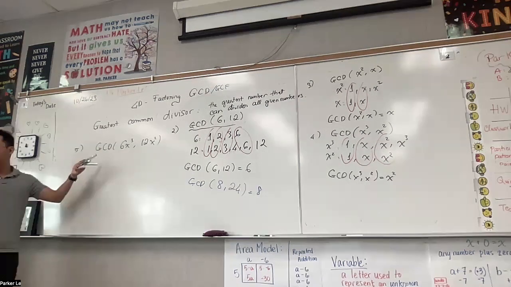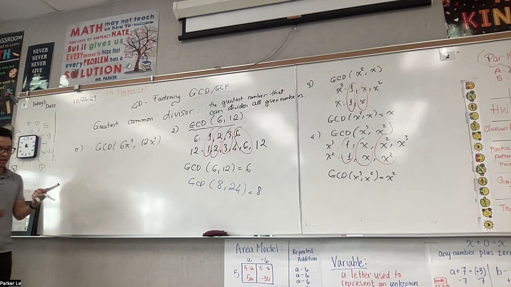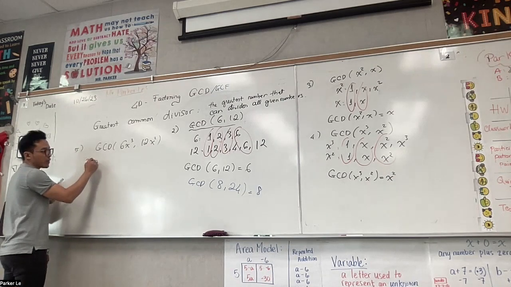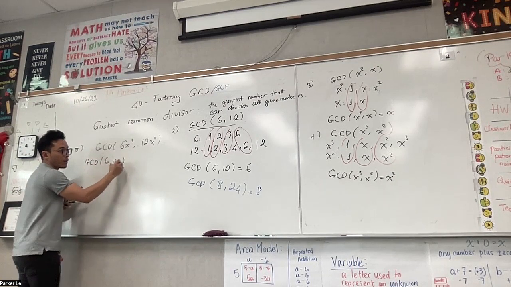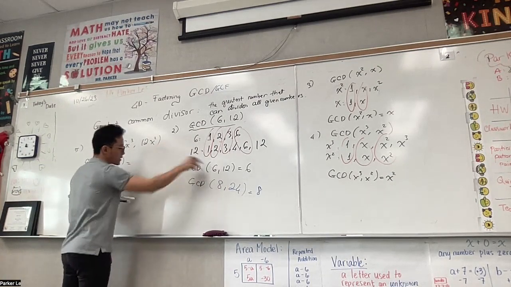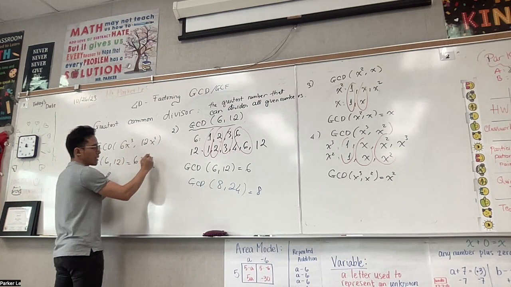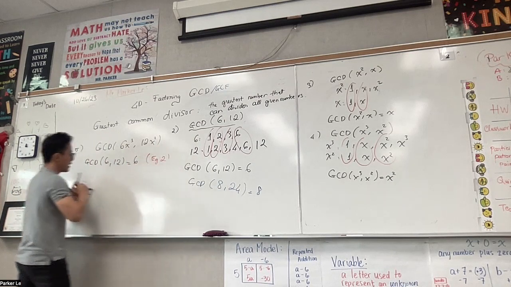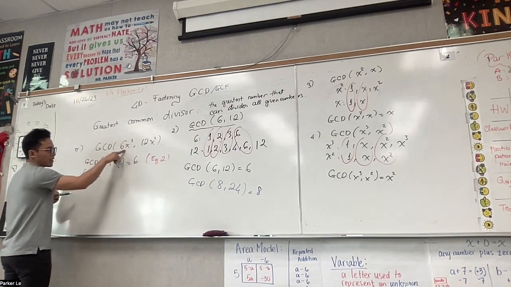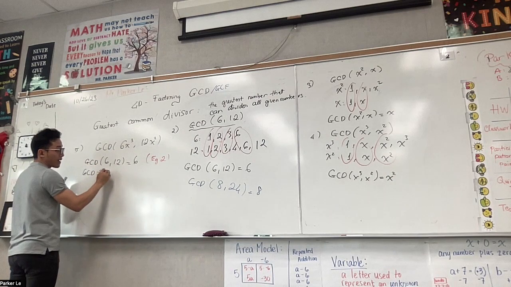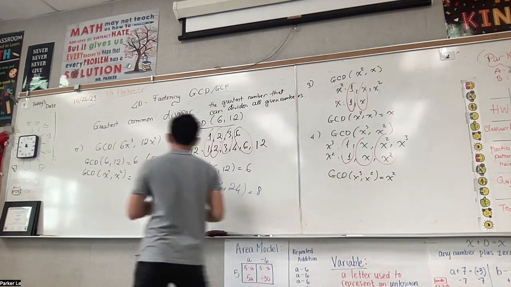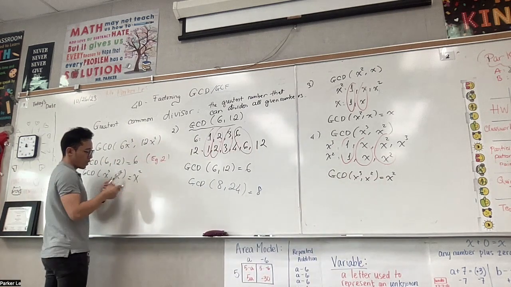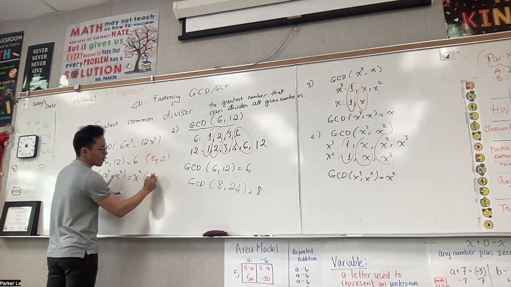Right, so this one is a combination. You have letter and number. Same thing. What is the GCD? Let's do the number first. What is the GCD of 6 and 12? We already did, right? So that's 6. And then what is the GCD for the letter part, x cubed and x squared? We already did that right here. So x squared. So that's going to be example 4.